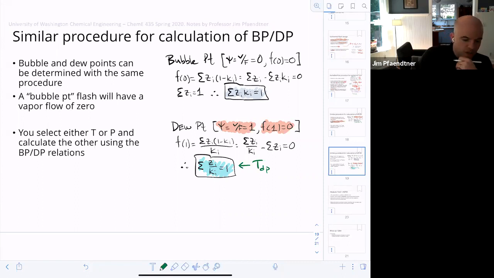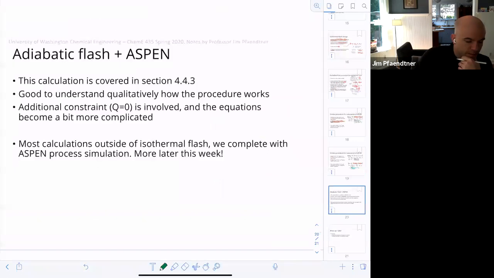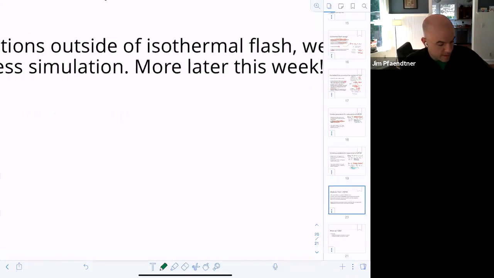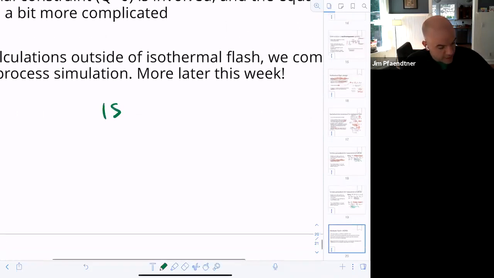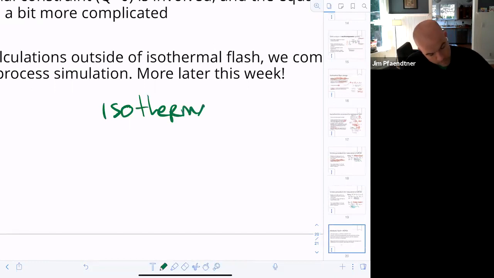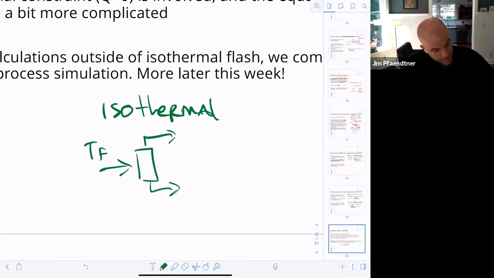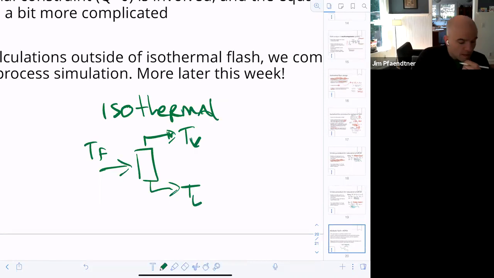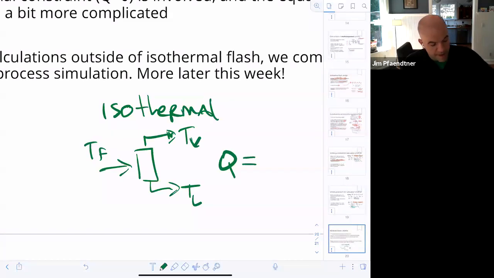Okay, so the last type of flash drum that we're going to encounter very quickly becomes more complicated than we want to solve analytically, at least in Chemi 435. This is the adiabatic flash. Just noting here at the bottom, in the isothermal flash case, we have some temperature in the feed, and we have a vapor temperature and a liquid temperature. And we sort of assumed, we haven't specified it exactly, that Q, the heat loss or gain in this system, is going to be non-zero, simply because we haven't defined it.